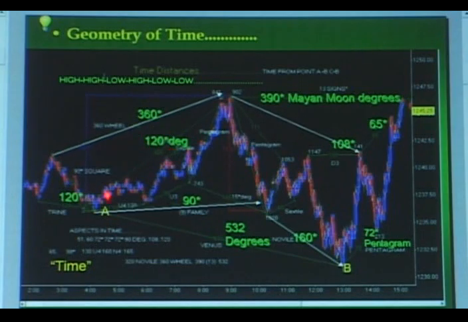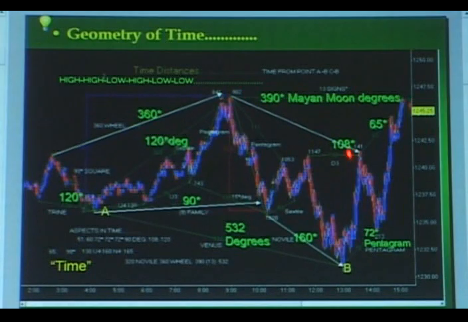It's a trine. From this low to this low was 90 degrees. This again is a square. It's a fourth harmonic. From this low to this low, A to B, was 432 days, weeks, minutes, hours. In this case, I believe this was minutes. This is an intraday chart. This is based on time counts intraday.